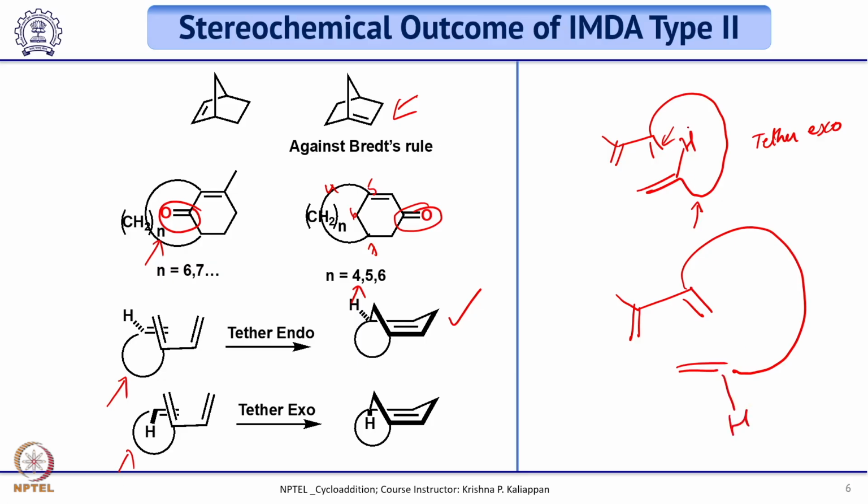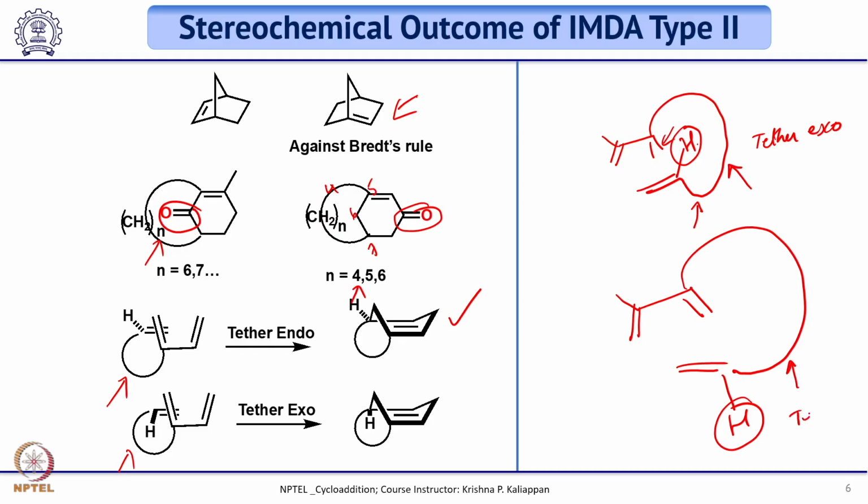Now you can see here X is inside, here X is outside. That means if X is outside, tether is inside. If X is inside, tether is outside. So in the case of IMDA type 2, the tether should be inside the ring.